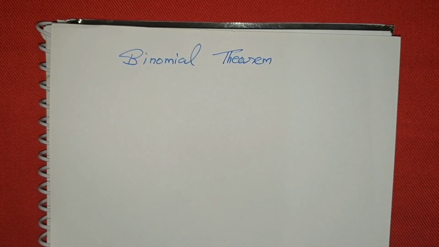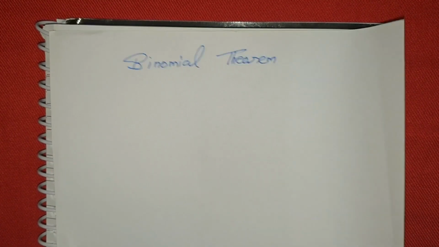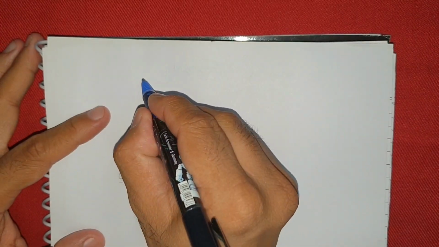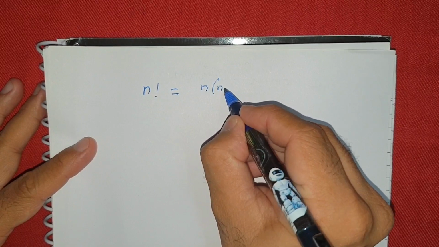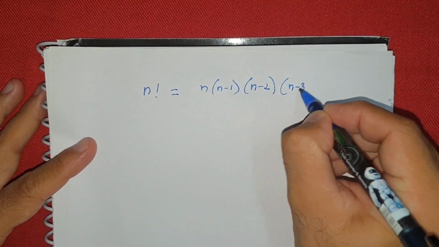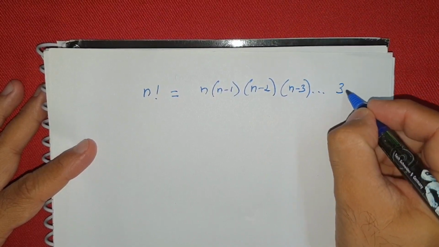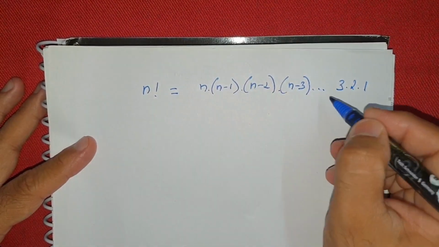Binomial theorem. So first of all, starting with the binomial theorem, I want to discuss with you the factorials. So what is factorial? If I write n factorial, this can be written as n, n minus 1, n minus 2, n minus 3, and so on till you get 3, 2, 1. So these are all actually in multiplication.